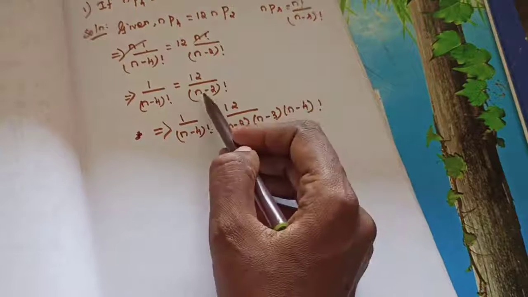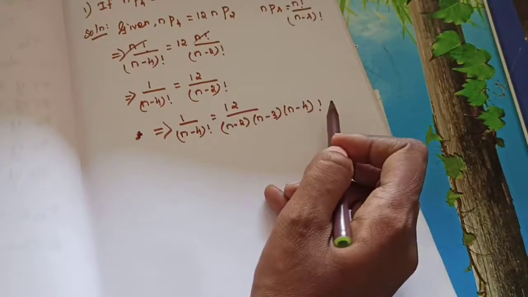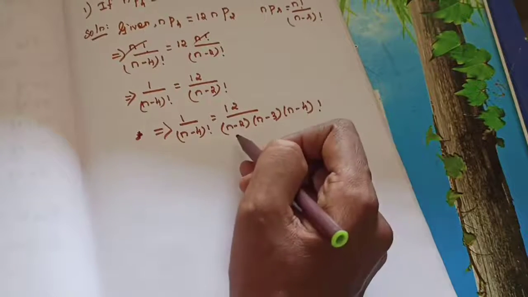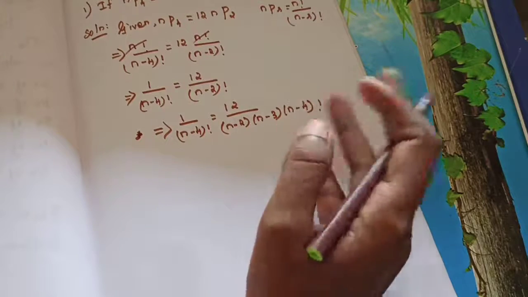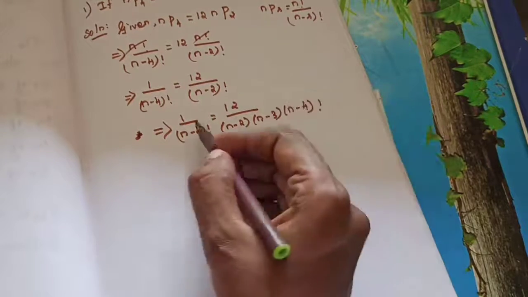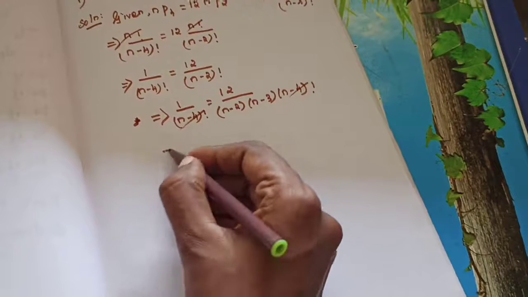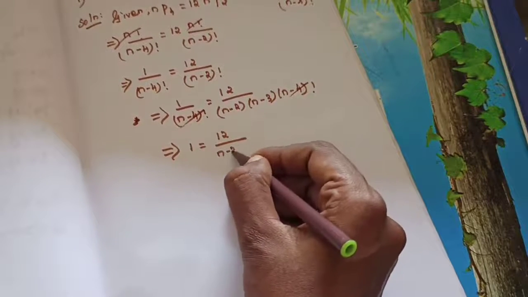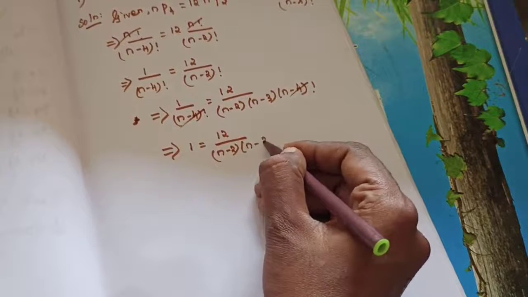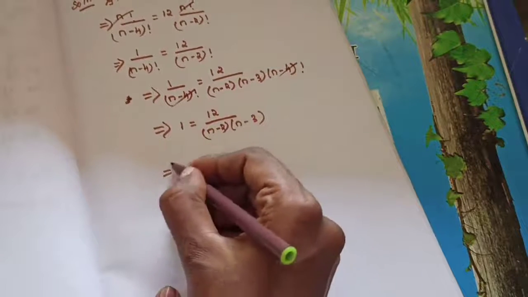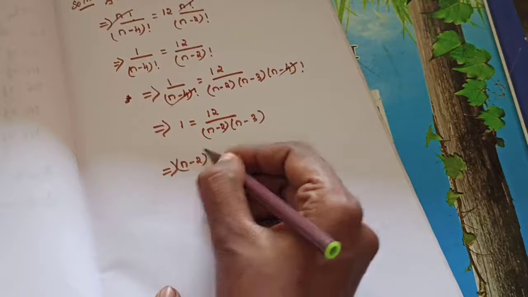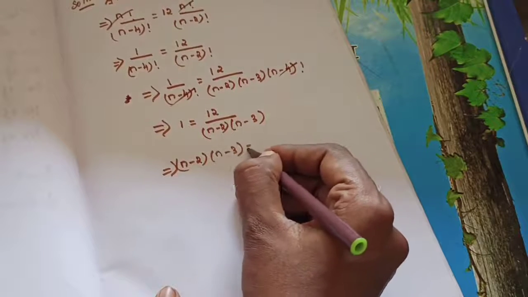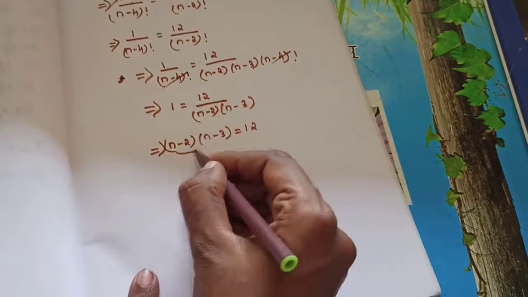So N minus 2 the factorial. If you need N minus 5 the factorial, you can write. So N minus 2, N minus 3, N minus 4, N minus 5, N minus 6, like that it will be going. So this and this term will get cancelled. So what's the balance? 1 is equal to 12 divided by N minus 2 into N minus 3. Now we cross multiply. So N minus 2 into N minus 3 equal to 12.